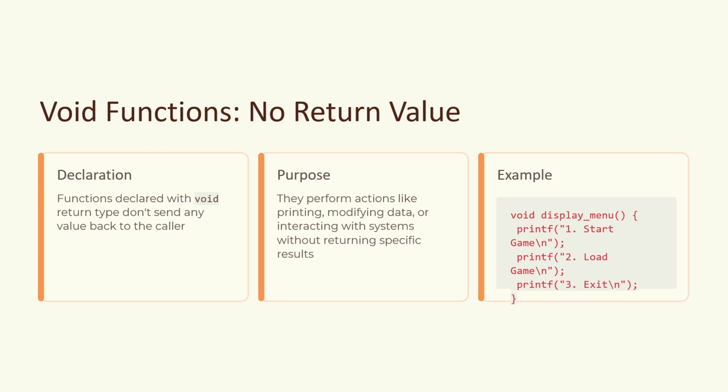Some of the examples are void display menu. This function is used to display only a menu. We have taken three printf statements. The first printf statement is going to print start game. The second printf statement is going to print load game, and the third printf statement is going to print exit. This function displays a menu but does not return any value back.